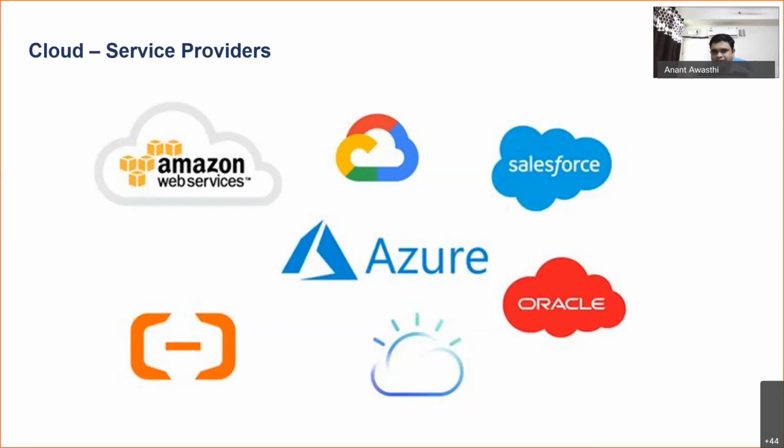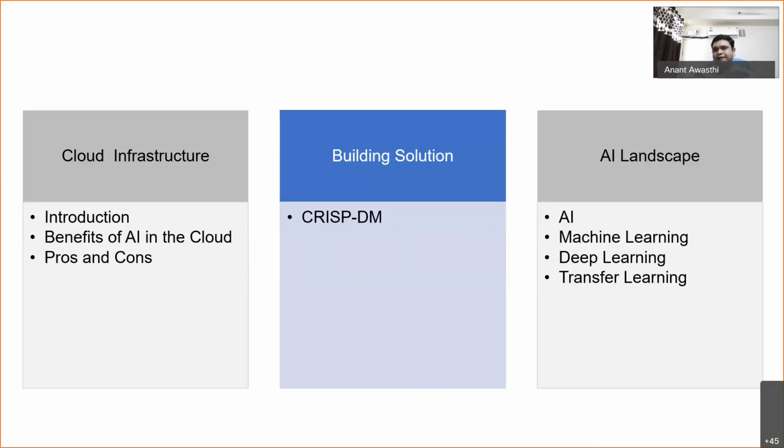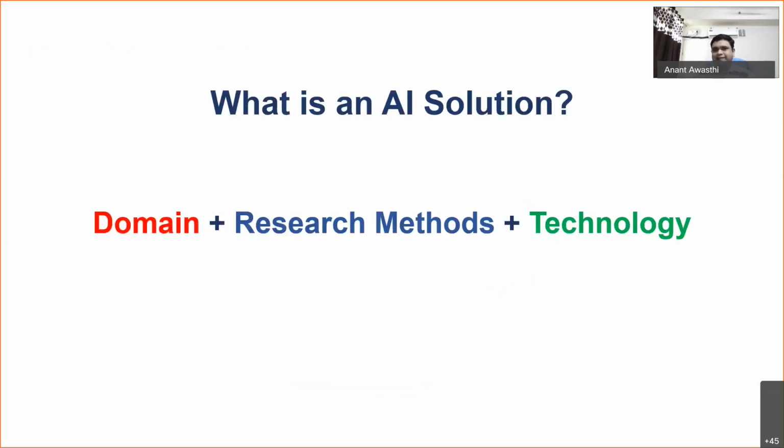Okay, thank you. So now going to the next segment of this discussion, that building solution. So what is an AI solution? So basically there are three components of it. One, domain, second, research method, and the third is technology. So what does domain stand for? Domain stands for the subject knowledge, the subject expertise, which is dealing with a particular type of problem.